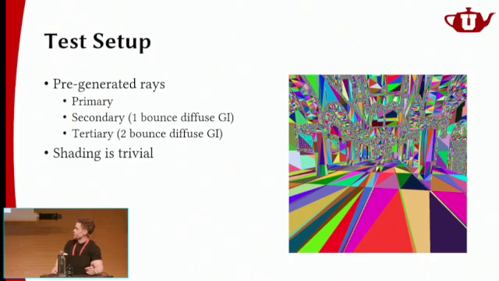And then for the test setup, we wanted to isolate the actual ray traversal workload. So we pre-generate all of our rays, and we pre-generate 3 different distributions. Primary rays, which are the camera rays, secondary rays, which is a single bounce of diffuse GI, and tertiary rays, which is the second bounce of diffuse GI. And our shading is trivial. It's just computing a hash function of the primitive, and that's so that, like I said, our compute architecture differs slightly from a GPU, so we wanted that to not be a limiting factor.